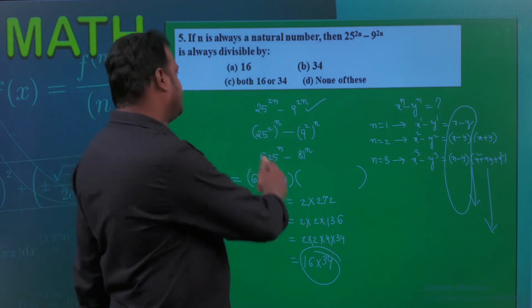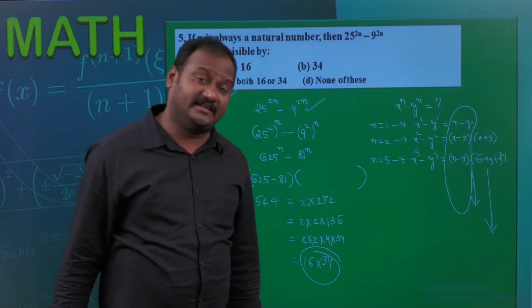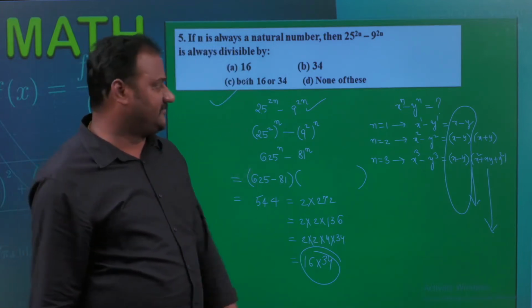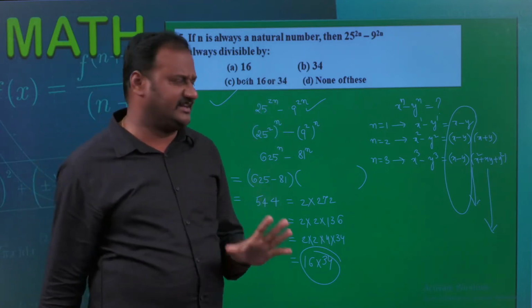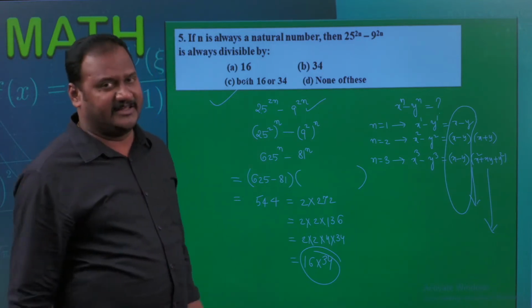So according to this, our option is going to be both 16 and 34. Because 16 is a factor, 34 is also a factor. So please do remember, this kind of problem can be solved easily, but you will have to remember the x power n minus y power n expansion.